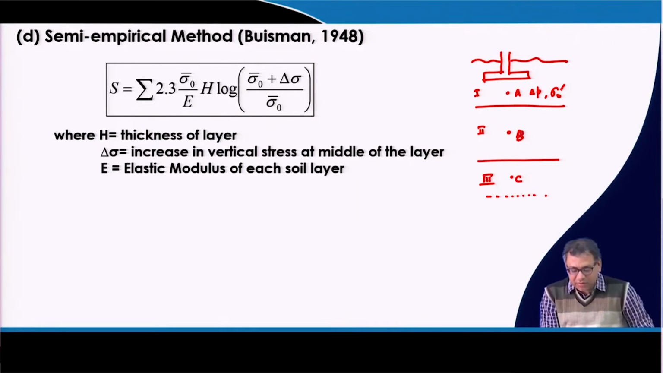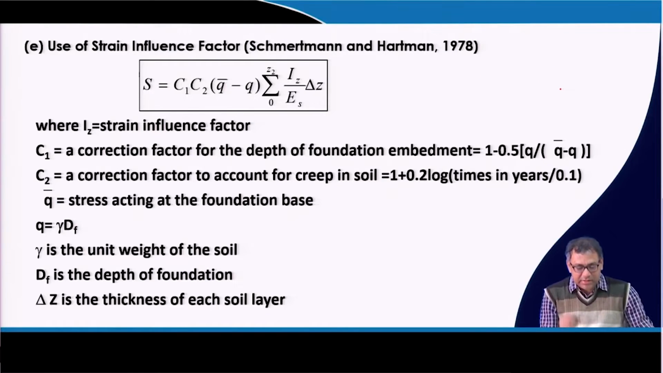And E is the elastic modulus of the soil layer, and I have also given you the tables by which you will get the elastic modulus of the particular soil. But it is better to have the actual E value for that particular soil. If you do not have the actual E value, depending upon the type of soil, you can select the appropriate E value by using the tables that I have given. Okay, so, the next method is the strain influence factor method.